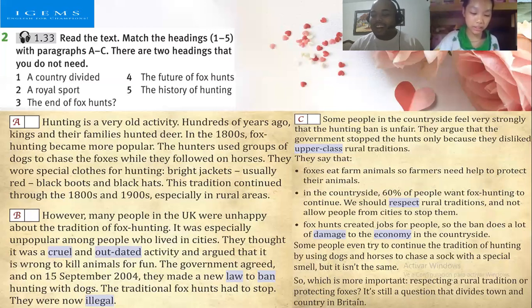I think I agree that some people in the countryside feel very strongly that the hunting ban is unfair. Well, yeah, that's right. That is what I'm saying. The situation is kind of complex. Let me just show you, then we can continue with the exercise. I really wanted us to analyze the information we are seeing here because it's very important.